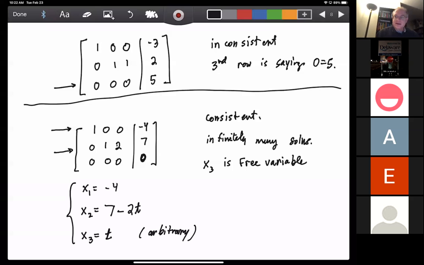Okay, good. I saw it coming up in the chat. So that first row is telling you that we have x1 plus 0x2 plus 0x3 is equal to -4. So x1 is in fact fixed. x2 and x3 are going to depend on the t, on that arbitrary parameter. All right, is this making sense? Please ask questions if you've got any.